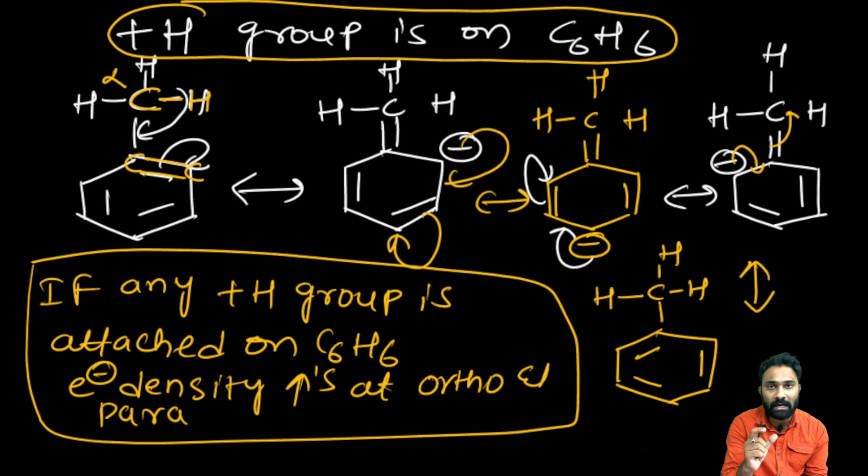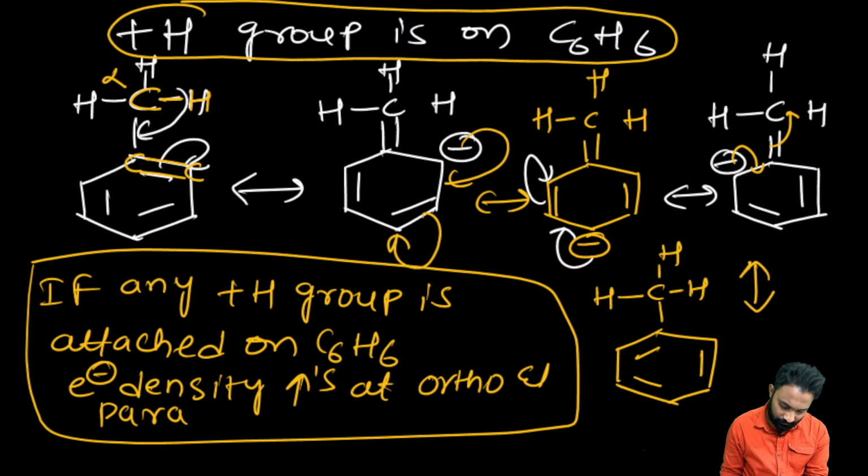If any lone pair containing species is directly attached to the benzene, then that group we will call a strong ring activating group. If any minus H groups are attached to the benzene, then we will call it as which one? Weak ring deactivating group. Weak ring deactivating groups.